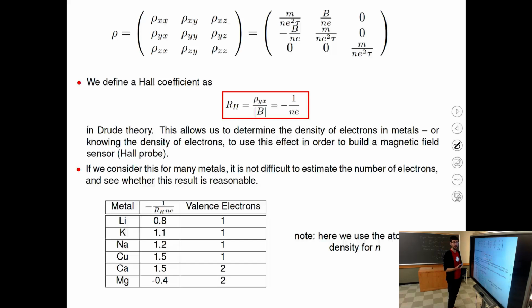Okay. Well, it's actually important to keep track of the sign of the Hall coefficient, and so I guess we should stick to the definition that it's rho yx divided by B, and then it has this minus sign here.